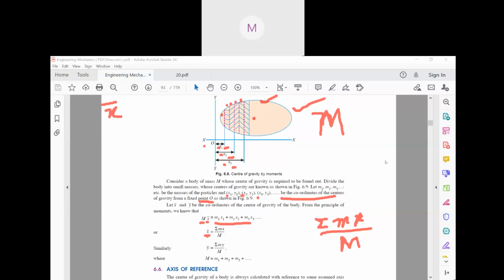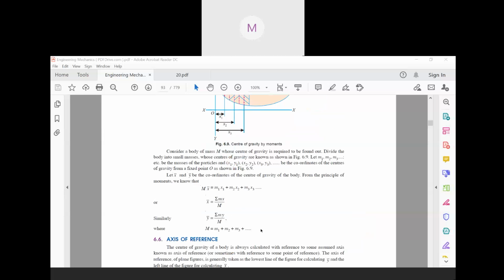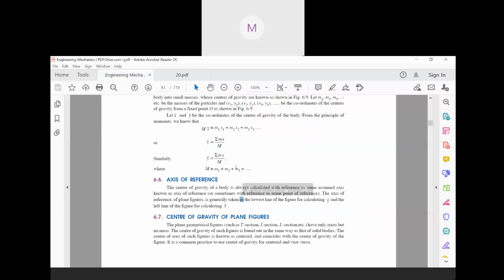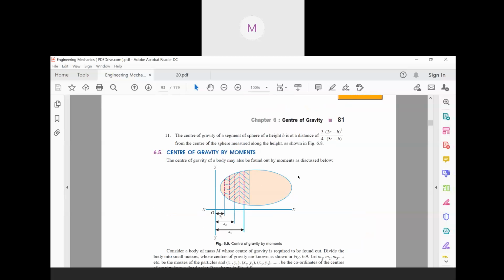I guess this is clear for everyone. So now if you go to the next part, that means for y, similarly we will get what? Y bar is equal to what? Summation of m y divided by summation of m, where M equals M1 plus M2 plus M3, that means the individual mass of those particles. Okay, just remember this.